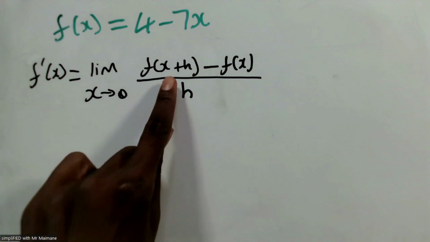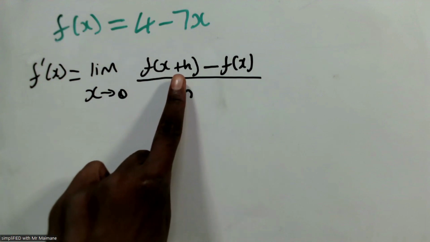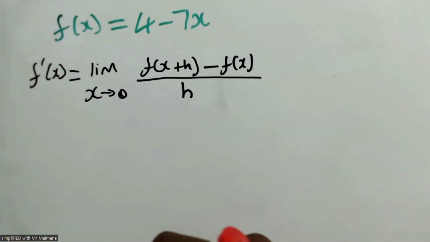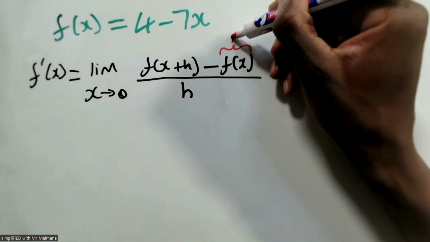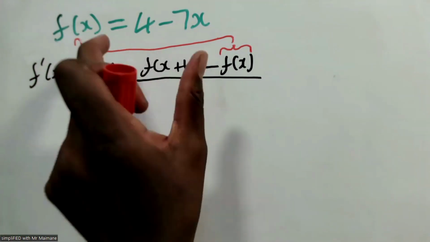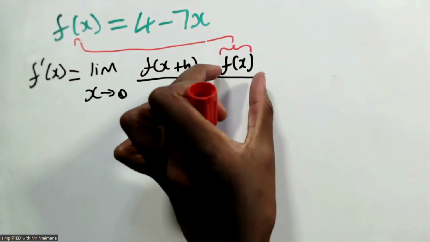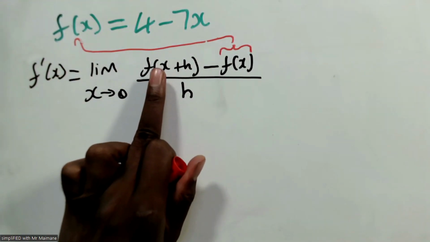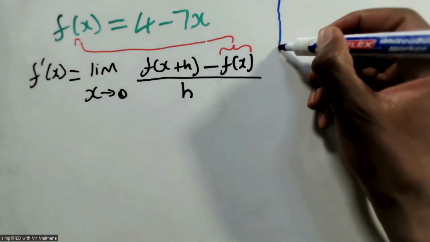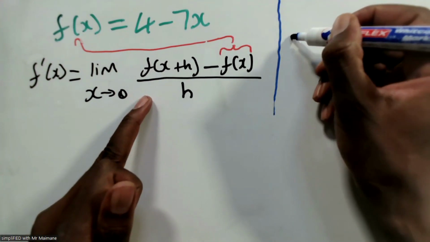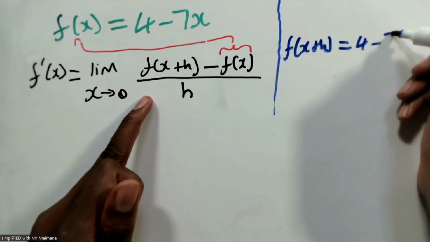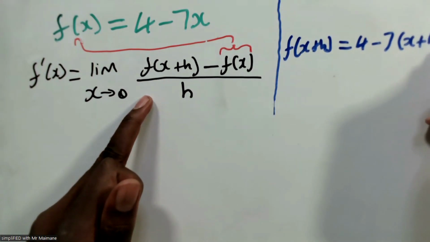As you can see, the first principle consists of f of x plus h subtracting f of x. F of x is exactly this f of x that you see here. You substitute that, so meaning you're going to substitute this expression where there's f of x. But what about f of x plus h? Somehow you have to calculate that separately if you can't do it directly from here. So getting f of x plus h is going to be 4 minus 7 into x plus h.